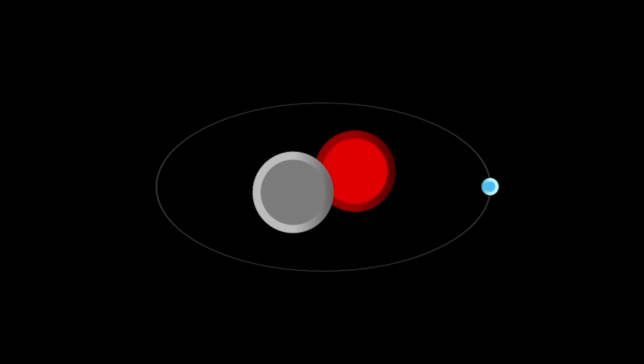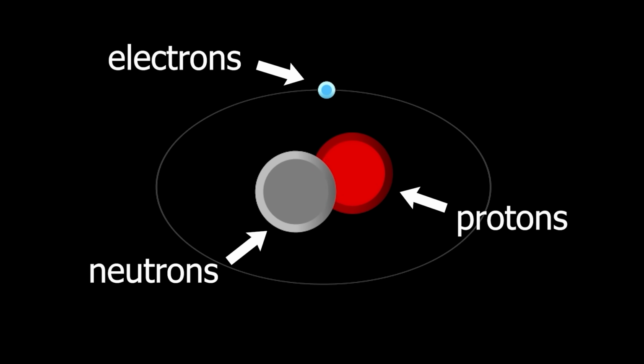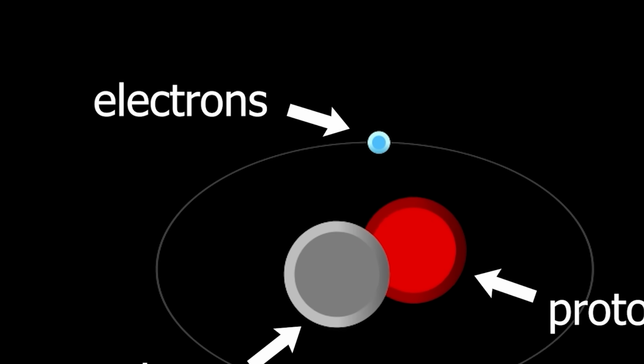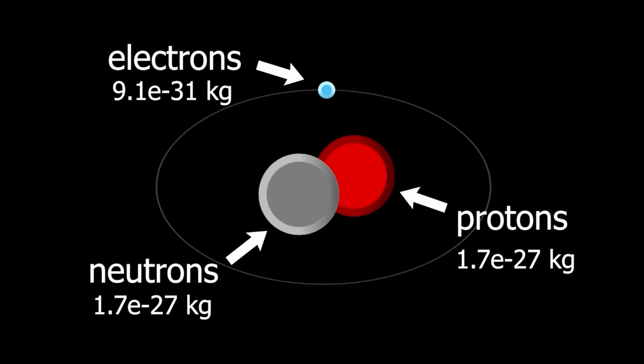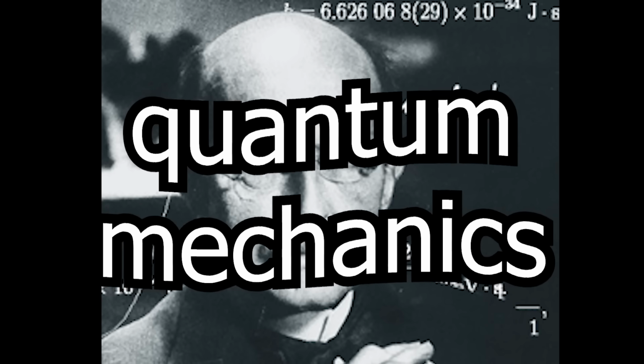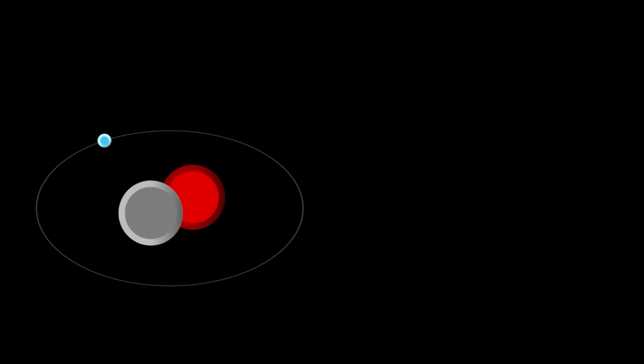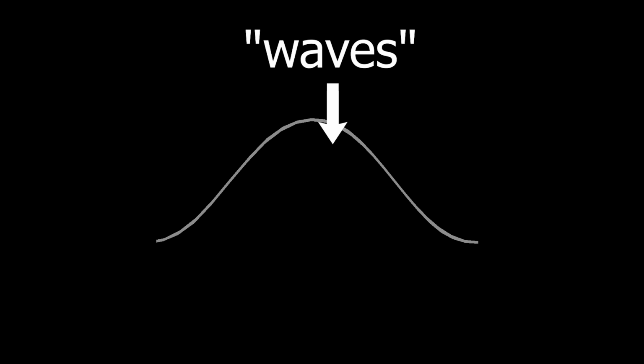You've probably learned of atoms being made of particles called protons, neutrons, and electrons. Protons are positively charged and electrons are negatively charged. The neutrons are the boring ones that are neutral, but they do have a mass which causes some interesting effects. But in quantum mechanics, these particles also behave like waves. And that's kind of an issue because that makes no sense.